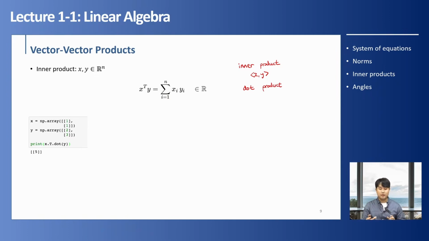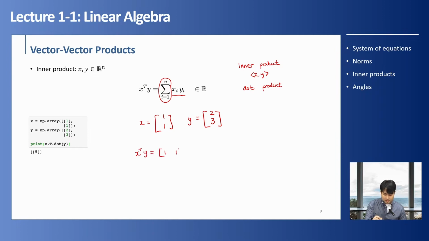So by definition of an inner product, we're multiplying both vectors element-wise and taking the summation over the entire vector. So for instance, if we have two vectors x and y, and if we write out the inner product, we simply take the transpose of x and we have our answer.